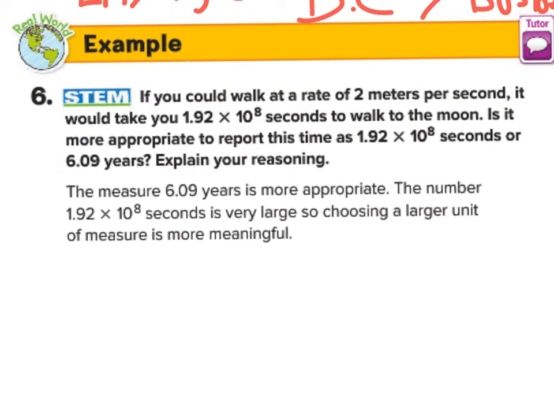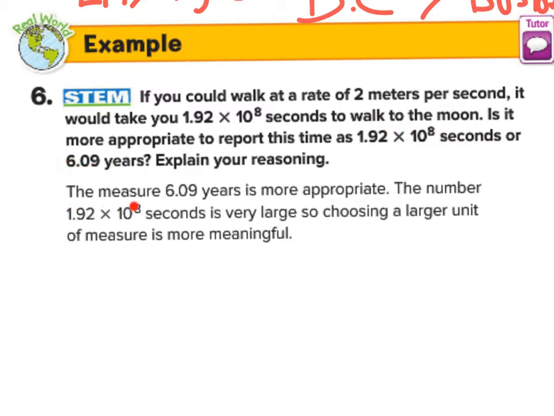Number 6, there's a STEM challenge with the answer. If you could walk at a rate of 2 meters per second, it would take you 1.92 times 10 to the 8th power seconds to walk to the moon. That's a huge number. It is more appropriate to report this time as 1.92 times 10 to the 8th power seconds, or 6.09 years. Explain your reasoning. What would be more logical? If it took you this long to walk to the moon or this long to walk to the moon?